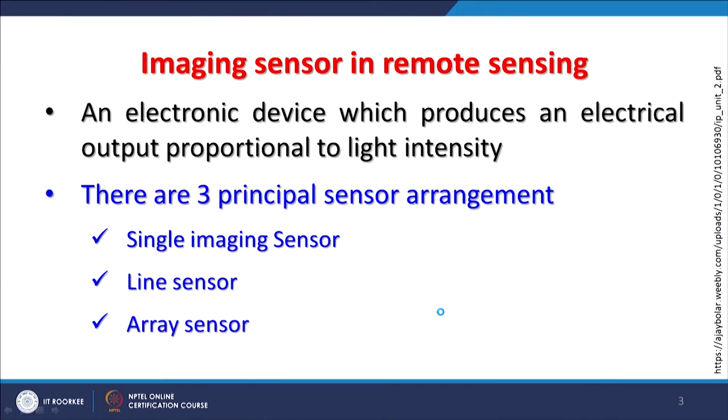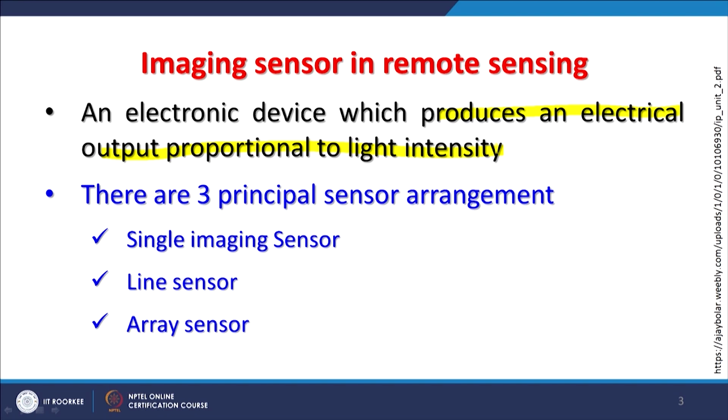Now the sensors which we discuss in remote sensing, imaging sensors, are nothing but an electronic device which produces an electrical output which is proportional to light intensity. So these are light sensitive sensors, and the higher the light or reflection or emission, the more output it will generate and the more value it will record as a pixel value. So these are electronic devices.